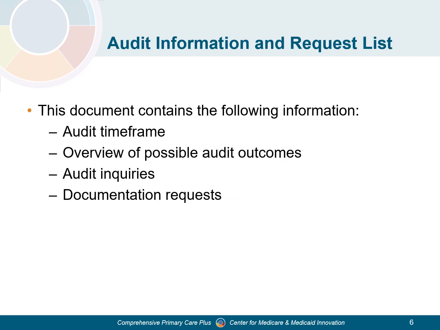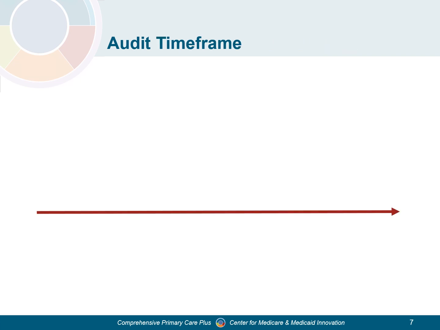The Audit Information and Request List document contains the material you will need to participate in the audit. It provides the audit timeframe, an overview of possible audit outcomes, a list of audit inquiries your practice will need to answer, and the documentation requests the audit team is making. First, we will discuss the audit timeframe. The timeline began when your practice received your audit notification via email. By viewing this web-based training, you are completing the next step in the timeline.